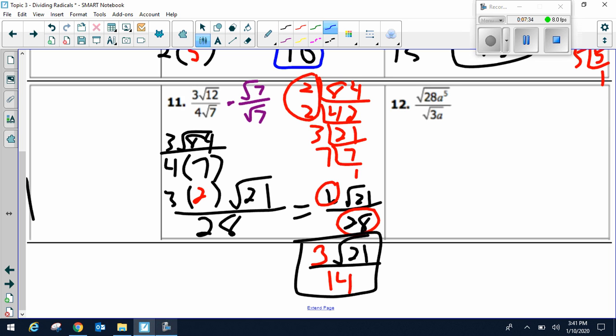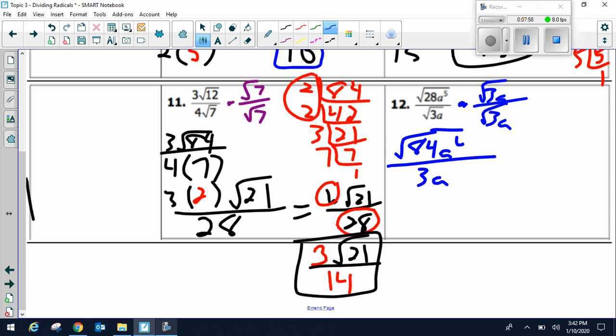And same thing on the bottom. So we multiply by the square root of 3a over the square root of 3a, because I need 2 of everything because the index is 2. So 3 times 28 is 84. The square root of 84a to the 6th over 3a.